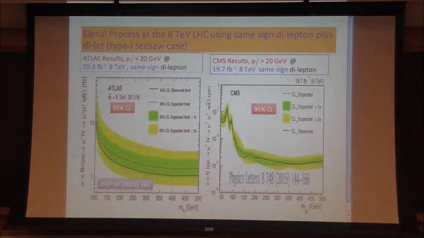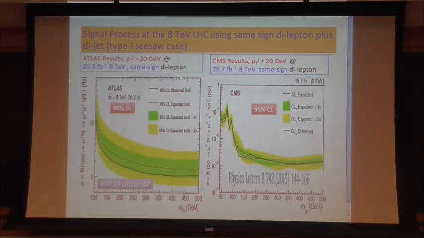Okay. Recently, ATLAS and CMS have performed the same sign dielectron production. The same sign dielectron production means they have the type 1 seesaw. So the standard model is extended by one right-handed Majorana neutrino, and that right-handed Majorana neutrino will produce the same sign dielectron. N will be produced with some L plus, and then N will decay into another L plus and a W, which will give two jets.